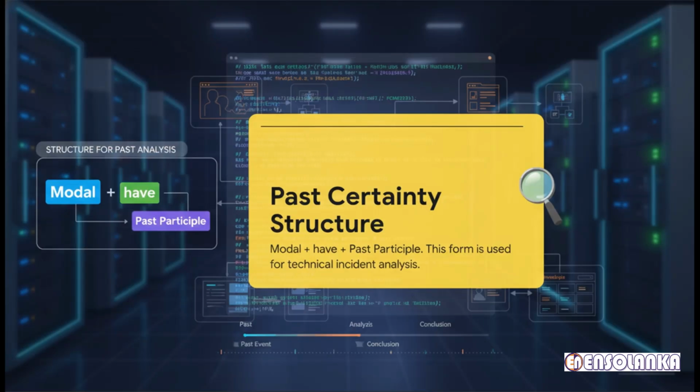Now, to talk about the past with any degree of certainty, you need this one key structure. It's the modal plus the word have plus the past participle of the verb. This is so important for technical incident analysis. When you're in a postmortem trying to figure out what went wrong, this is the exact language you need.